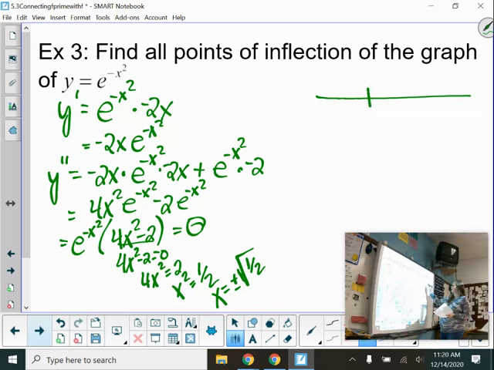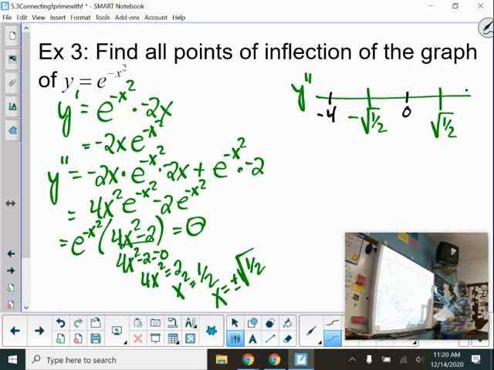So let's look at our number line here. So I have negative square root of 1/2, positive square root of 1/2. I'm looking for the sign of y double prime here. So something that's less than this, we can go -4. In between, 0, greater, we'll go 4. So if I look at -4, and again, I'm plugging that into the second derivative because I want the sign of the second derivative. I'm going to ignore the e on the outside because I know that's always going to be positive, because even though you have a negative exponent, that's not going to turn into a negative value.